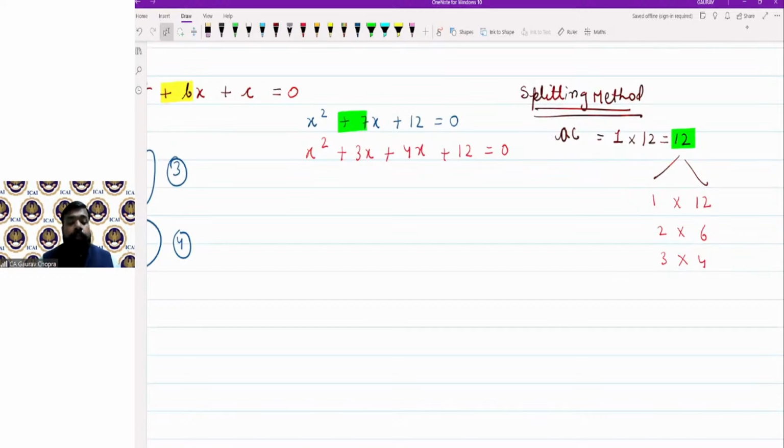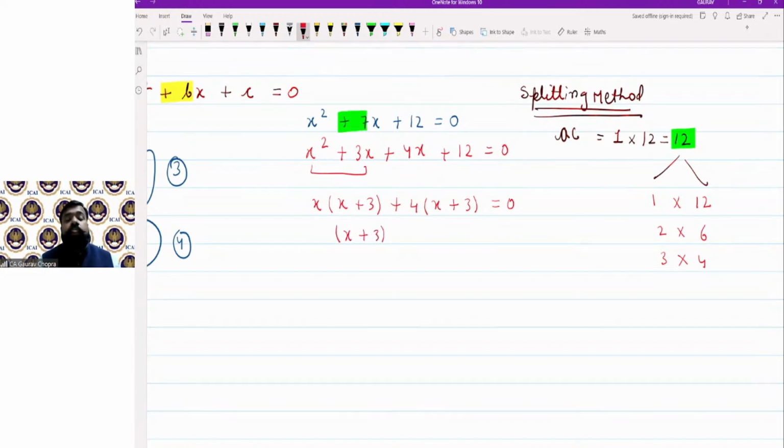So x square plus 3x plus 4x plus 12. Now we have to take common. क्या लेना है हमें? Common लेना है. So इन दोनों में common क्या आ जाएगा? X is common. What is left? X plus 3. Then 4x and 12. 4 is common. What is left? X plus 3. Okay. Now out of this completely, we can take x plus 3 as common.